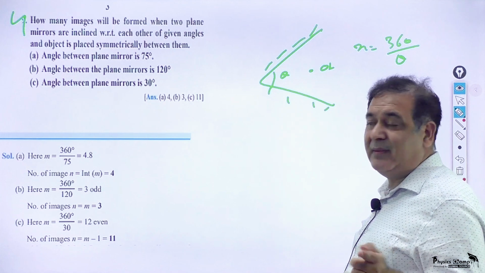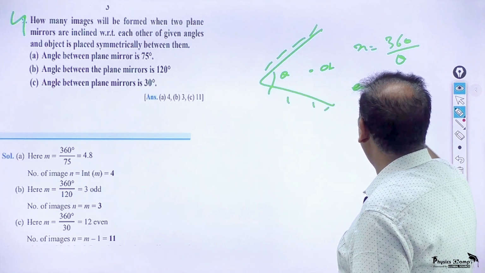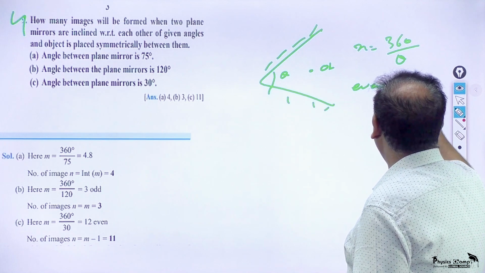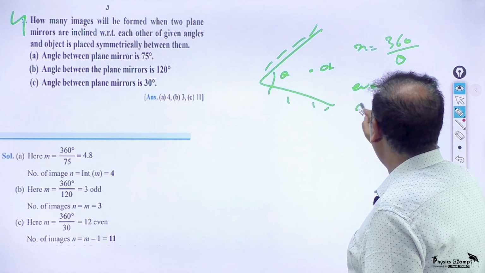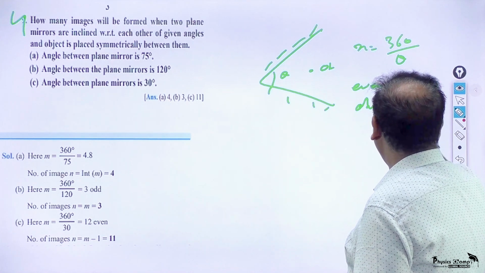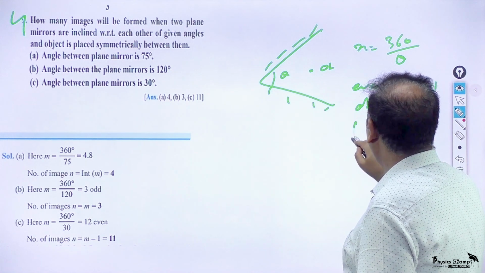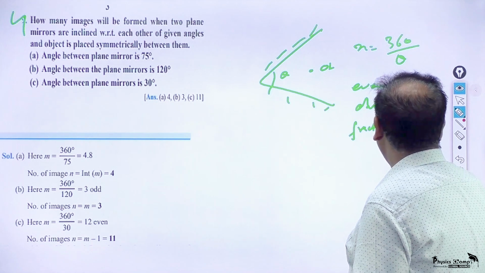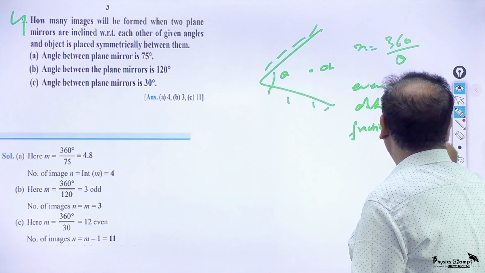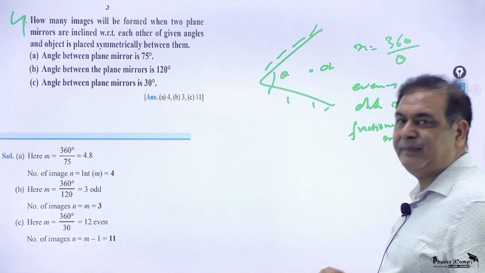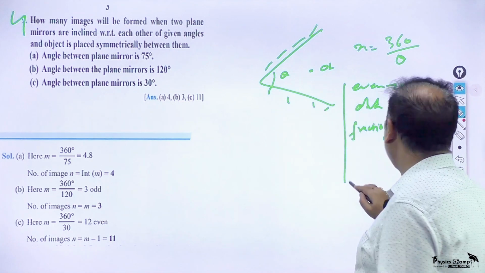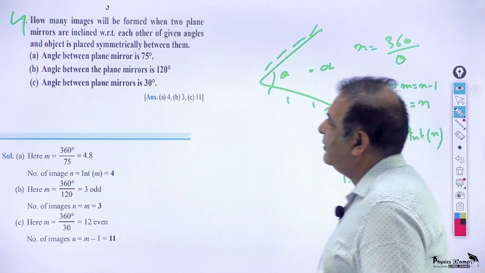If it is even, then m is n minus 1. If it is odd, then m is n. If it is fractional, then m is integer n. ये आप सीख चुके हैं. So we'll follow the same thing. A good example is given here.